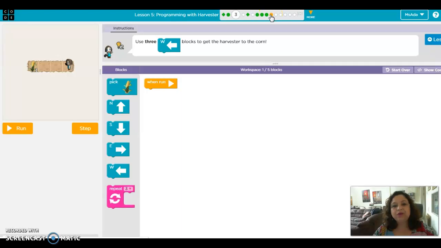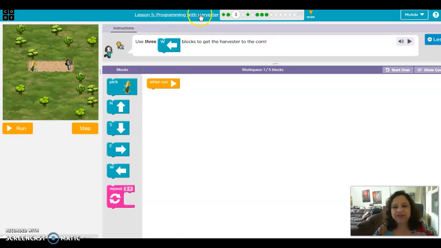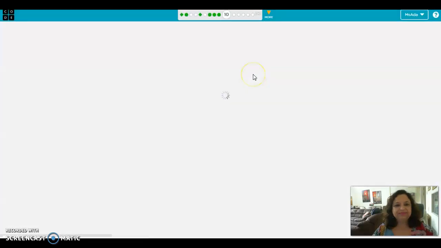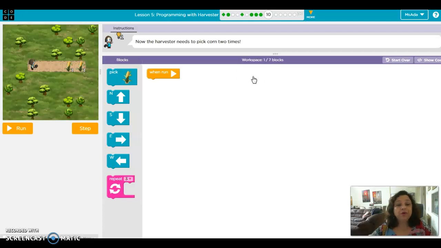So, as you can see, I have done some of the puzzles. So, let's go to level 10, because this is lesson 5. Each lesson has a lot of levels. So I'm going to go to level 10. I need to be patient with the internet, yes? Because sometimes it's slow. Everybody's at home learning from home or working from home like Miss Ada.